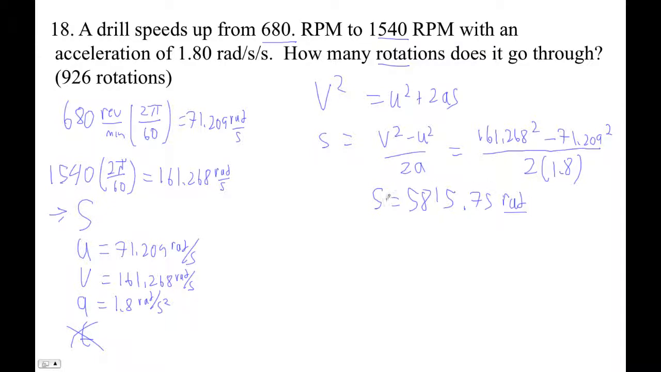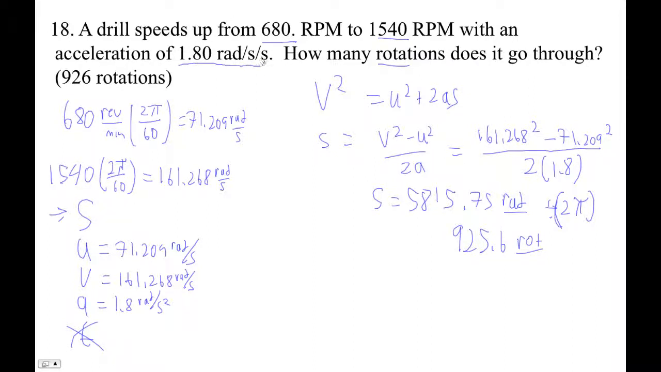So then the question is, how many rotations is that, right? So if you divide by 2 pi, now be very careful when you divide by 2 pi, put it in parentheses. Okay, so divided by parenthesis 2 times pi. Otherwise, it'll divide by 2 multiplied by pi. I'm getting 925.6. And that's rotations, okay?